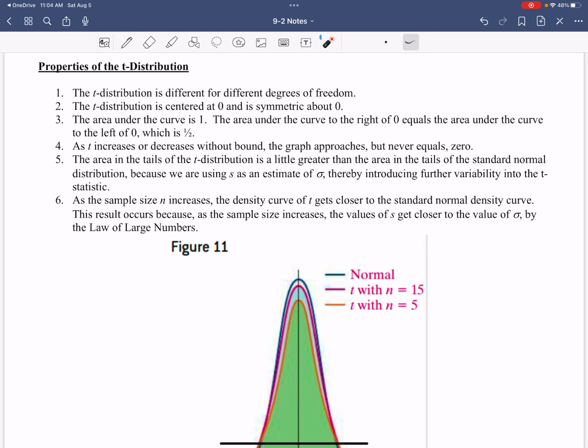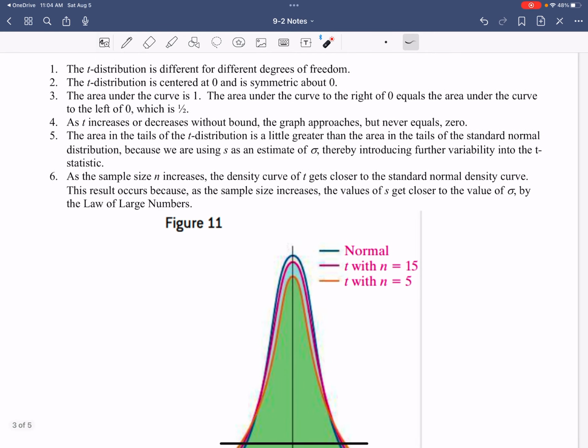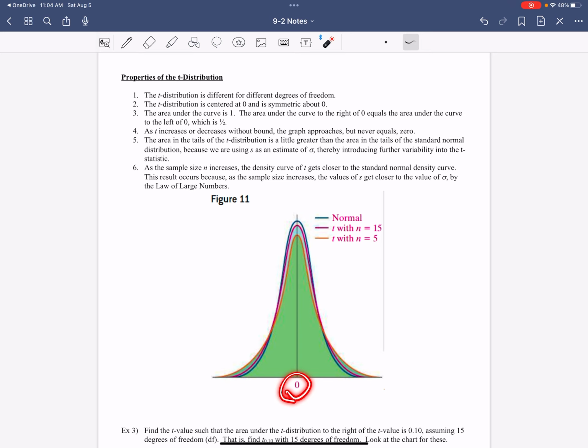The area under the curve is 1. Still the same. That's the same thing that we were dealing with previously. The area under the curve to the right of 0 equals the area under the curve to the left. So at 0, no matter what this looks like, the right side is half, the left side is half, and those are equal. All together is 1. Same thing that we already know with the bell curve. That's not brand new information.